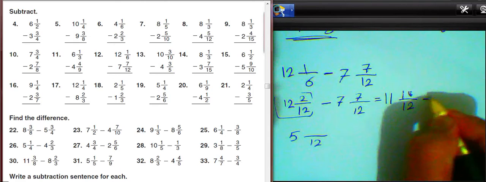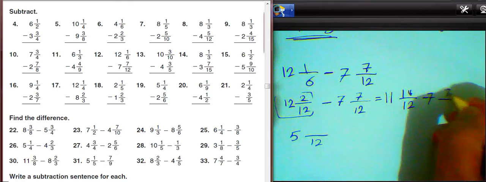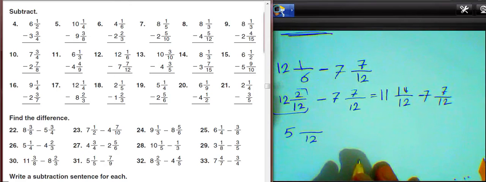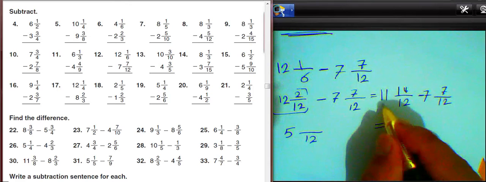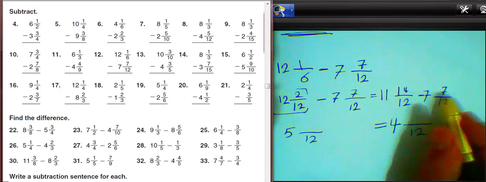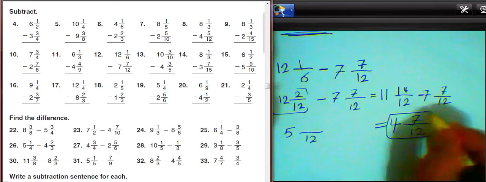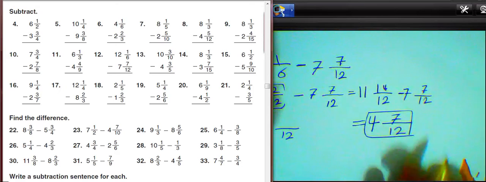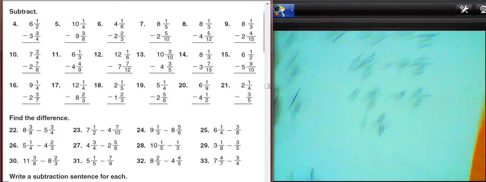Okay, subtract 7 and 7 over 12. We can write 11 subtract 7 equals 4, 12 here. 14 subtract 7 equals 7. So the result will be 4 and 7 over 12. Another example.